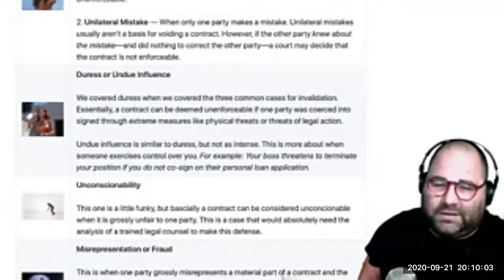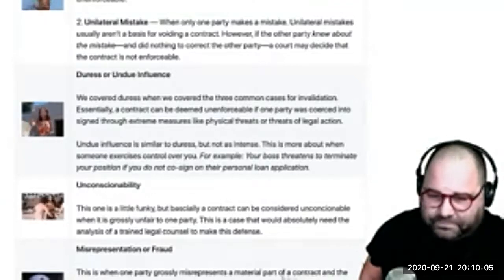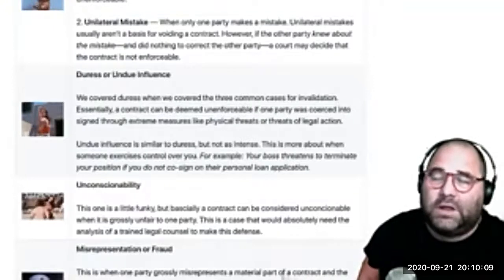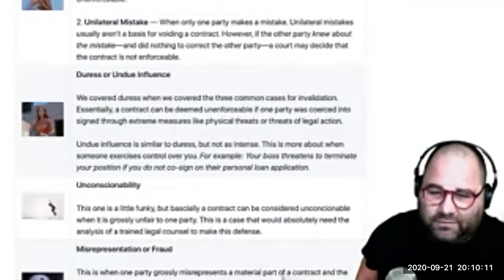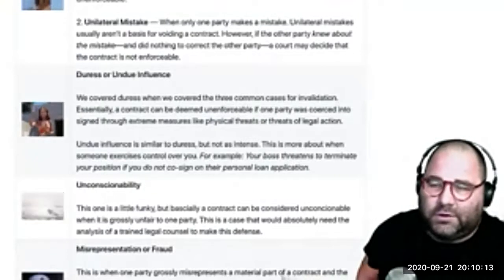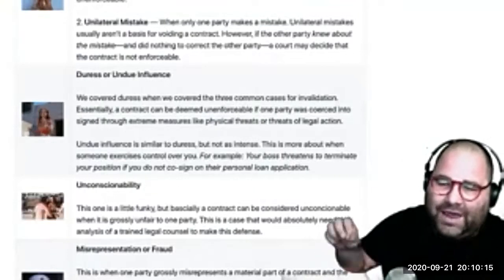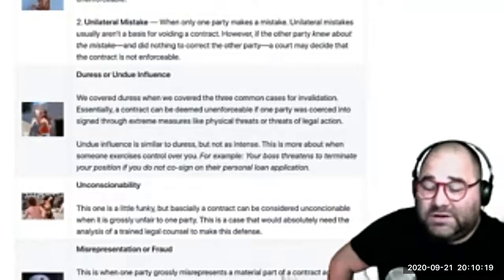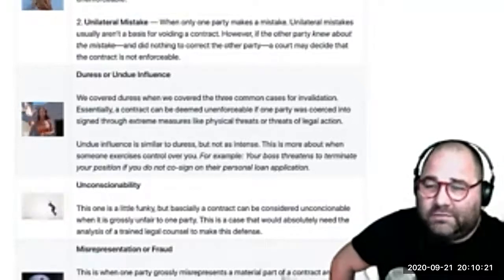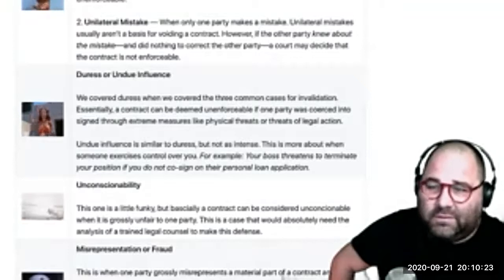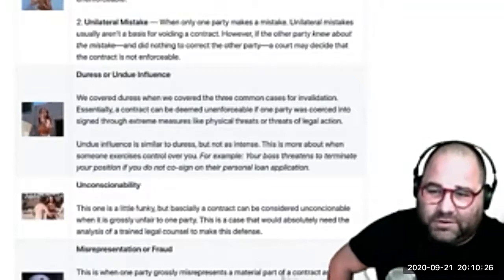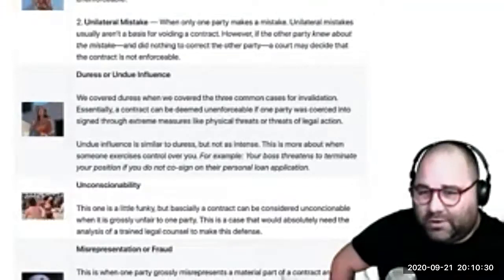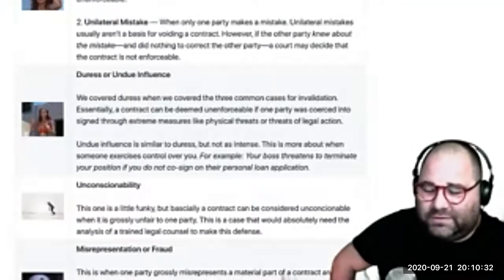Let's say your boss says, I'm going to fire you unless you co-sign on my personal loan application. They're exerting their influence over you. They're dangling your job on the line and saying you have to do this. It doesn't have to be a personal loan. The idea is if your boss is pressuring you into signing something, if someone's exerting their influence over you, that's undue influence. So duress is a little bit more extreme. Undue influence is when someone's being an asshole.